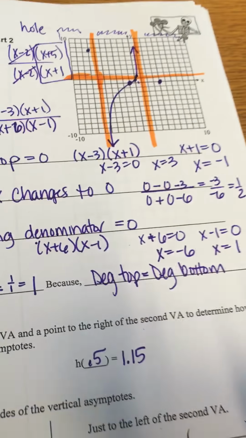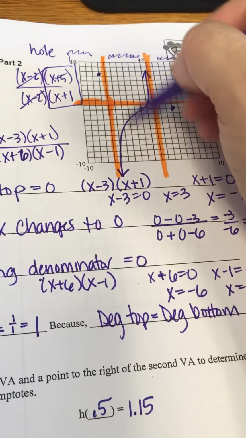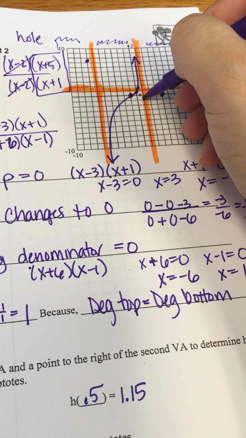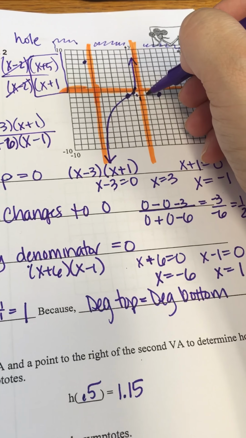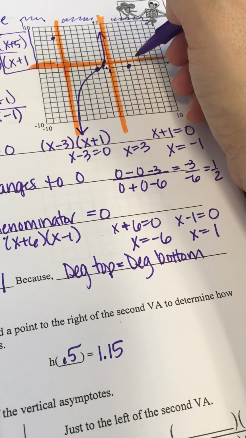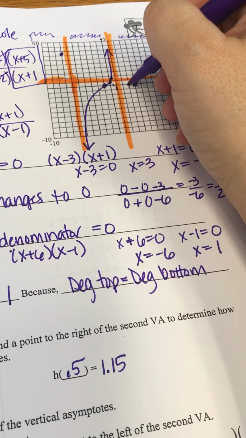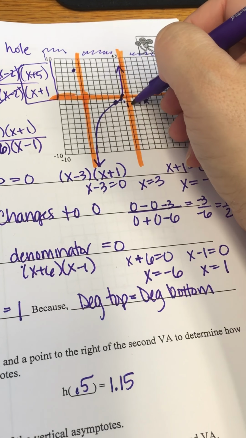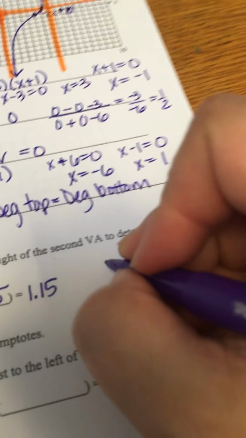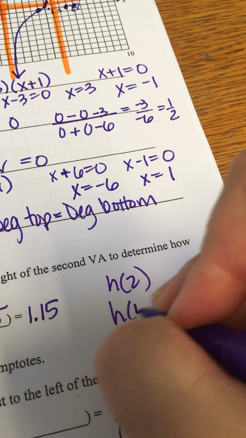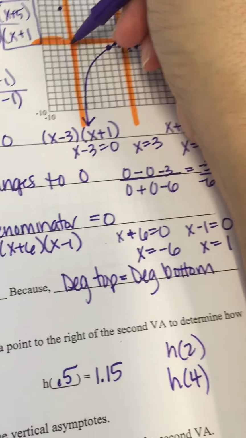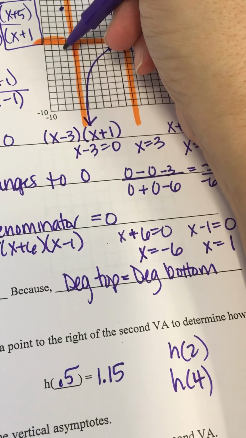All right, so pick some other points. I need 3 points to have the middle section done, and I need some other points to the right of this asymptote. This asymptote is at 1, so maybe 2 and 3. Oh no, I got that wrong. So maybe 2 here, and then maybe 4. So figure out what's happening at h of 2 and h of 4. And then on the other side, if I did negative 7 already, maybe negative 8 and negative 9, and see where they're getting me.